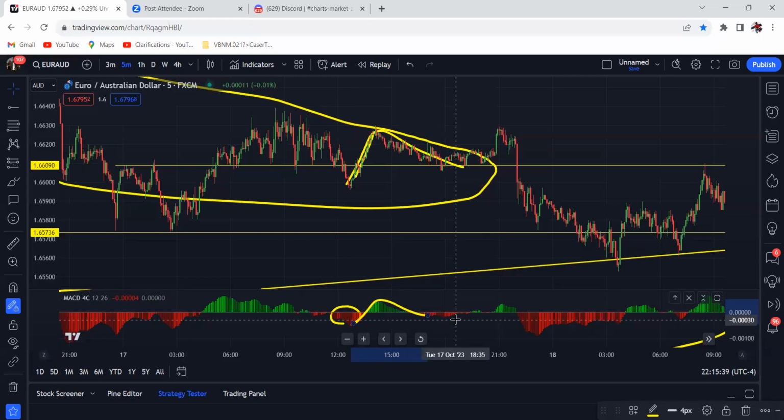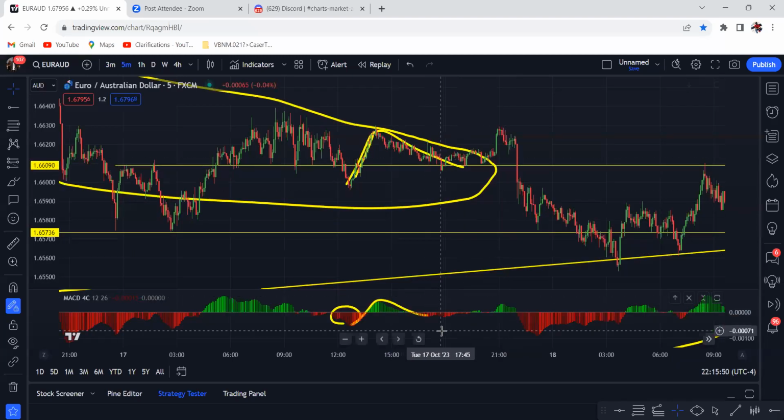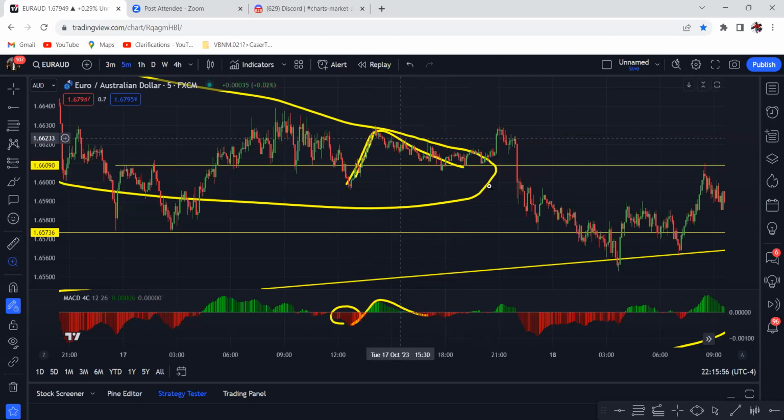So on my MACD, if it's going bearish, remember, that means what? Downtrend. So we're in a downtrend, we're supposed to get lower lows. But I'm not getting that. This is bearish, but it's not lower than the previous low. So I should be looking for buys. So I'm going to try again.